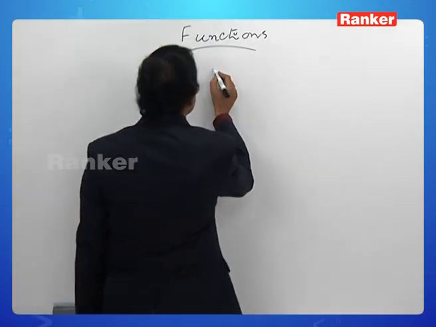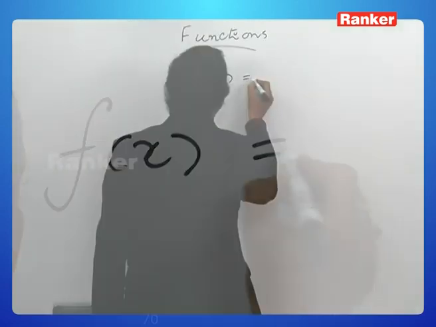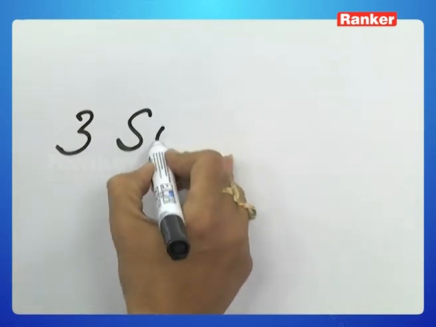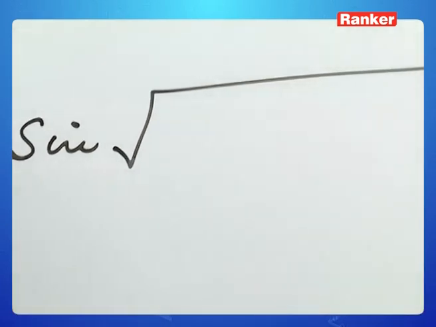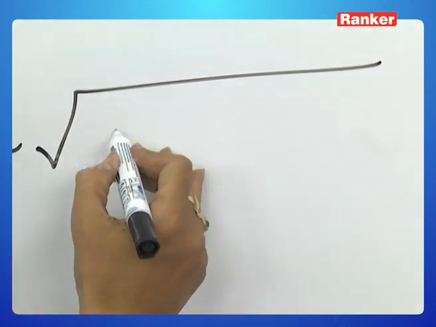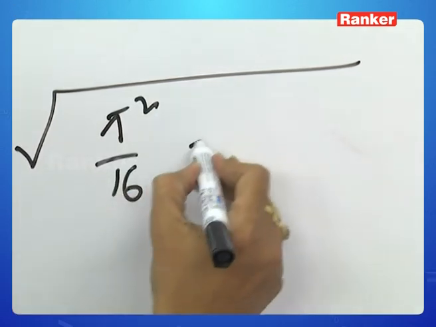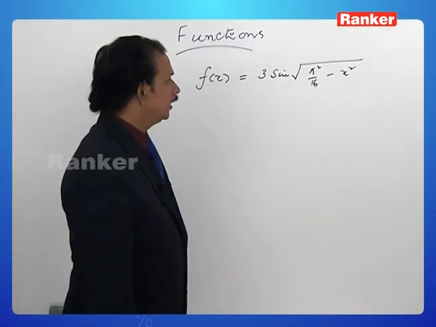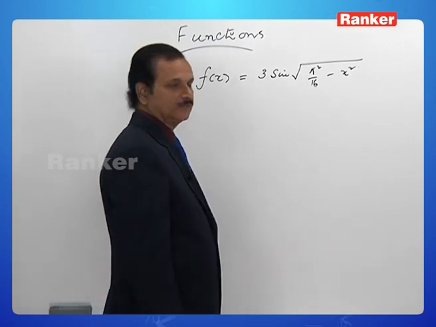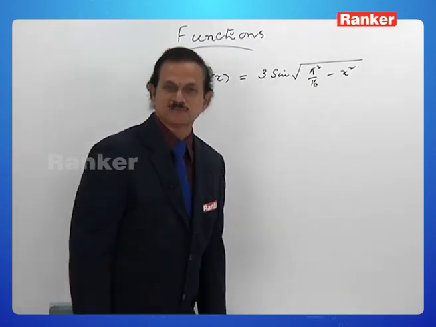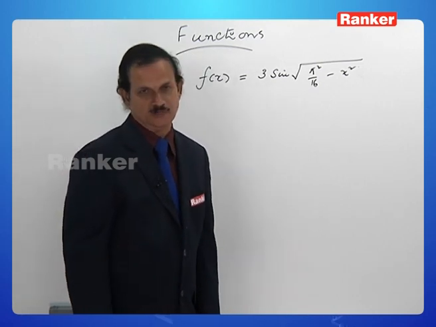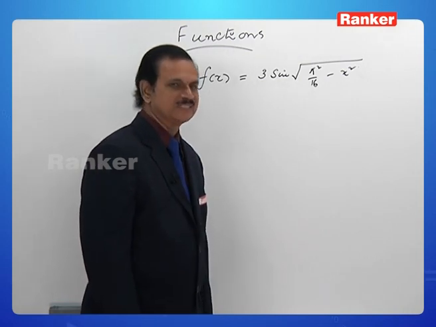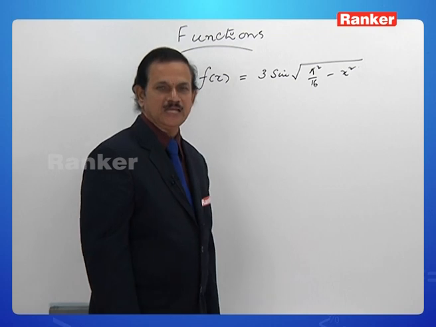The given function is f of x is equal to 3 into sine of root of pi square by 16 minus x square. Let us first observe the domain of the function, that is the values of x for which it is defined. By noticing that, we trace where the values of f of x, that is the range of f of x, lie.